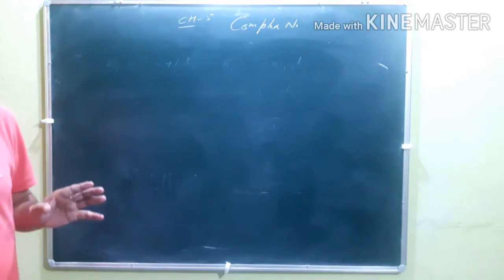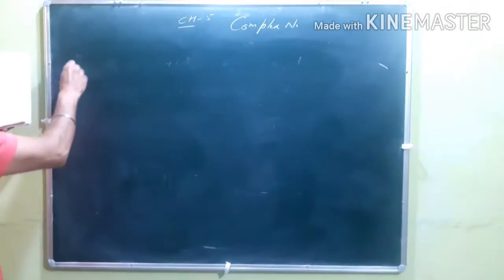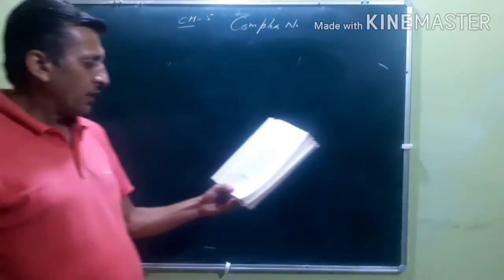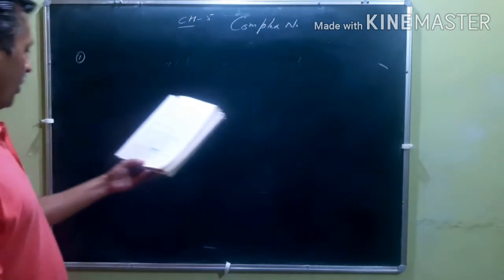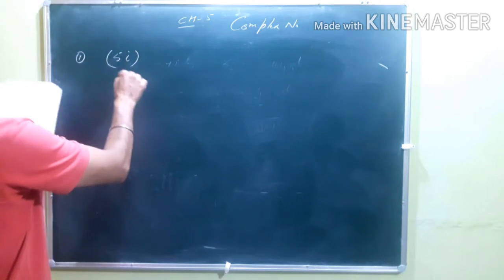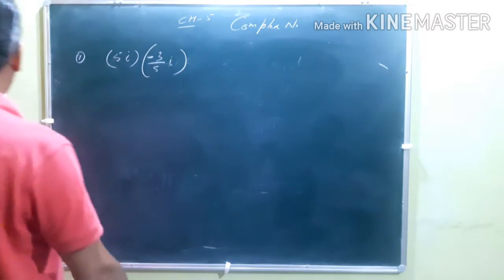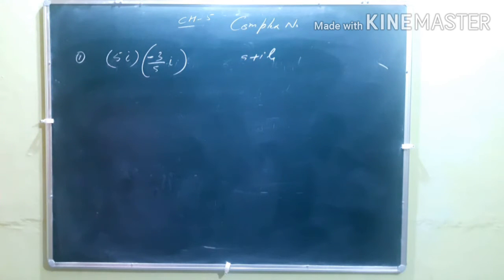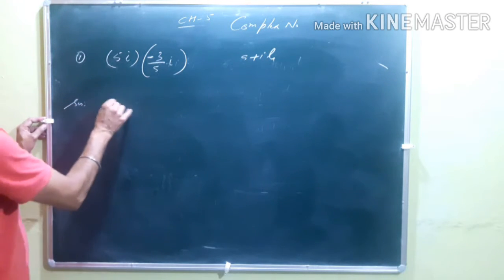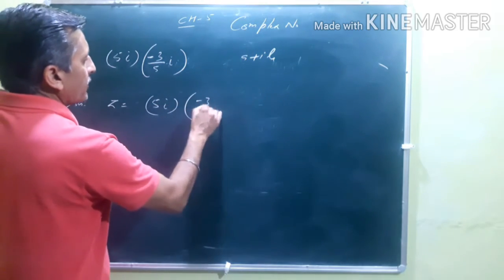Now I am going to solve some problems given in Exercise 5.1. In the first question, it says to express each of the complex numbers in exercises 1 to 10 in the form A plus iota B. The first is 5 iota into minus 3 by 5 iota. You have to write your number in the form A plus iota B. Suppose Z is equal to 5 iota into minus 3 by 5 iota.